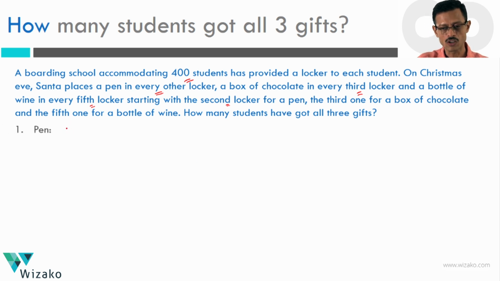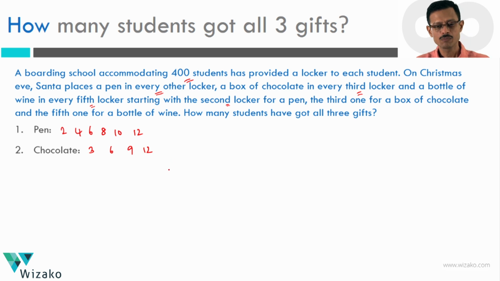I'm going to put down the locker numbers where pens are placed. Santa starts with a 2. So 2, 4, 6, 8, 10, 12. All these numbers are going to get a pen. Move on to chocolates. In the case of chocolates, it starts with a 3. Every third: 3, 6, 9, 12. Before I proceed any further into the wine, we'll just look at this.